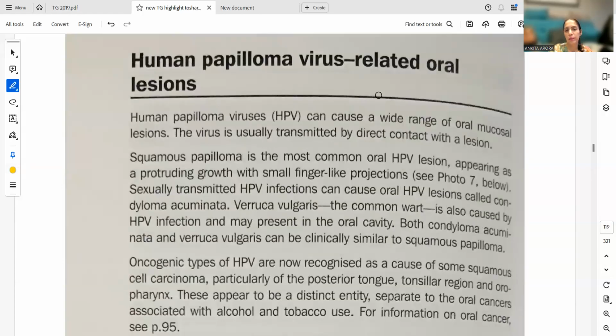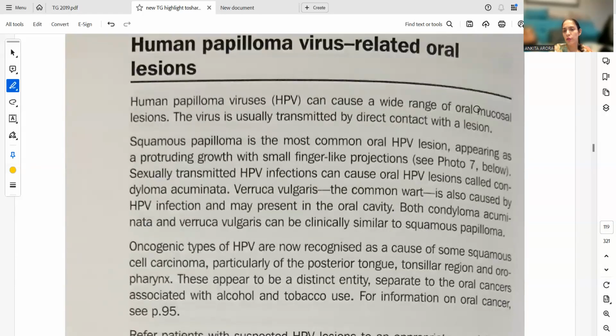Then we have human papilloma virus-related oral lesions. HPV can cause a wide range of oral mucosal lesions. It is transmitted by direct contact with a lesion. That's why nowadays gloves are a prerequisite. Previously, the old-age dentists used to do examinations without gloves, with bare hands. It was far more common at that time.